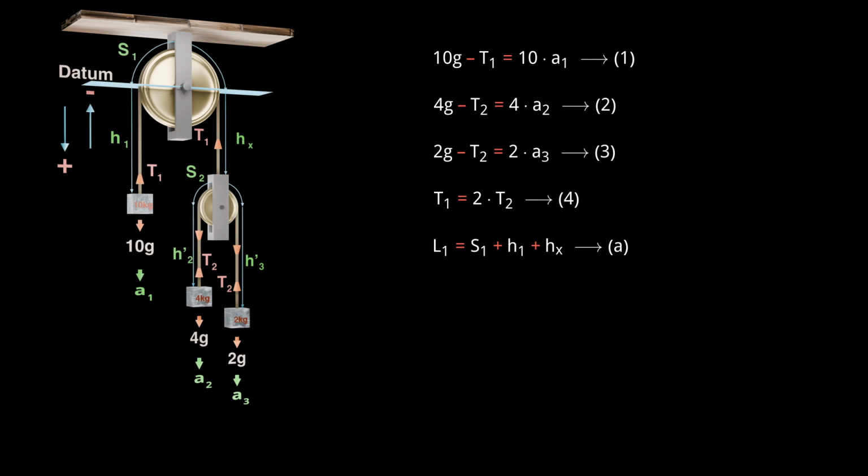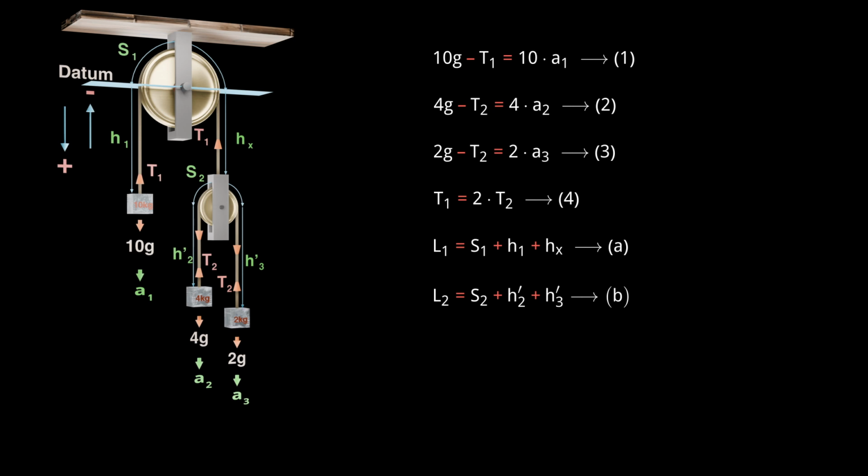Similarly, we can express the total length of the second rope, L2, which passes over the movable pulley, as L2 equals S2 plus H2 prime plus H3 prime. In this case, S2 represents the fixed portion of the rope that does not change with the motion of the masses, while H2 prime and H3 prime are the variable portions that change with time as the masses move. This expression is analogous to the first rope and helps establish the relationship between the fixed and variable sections for the second pulley system.